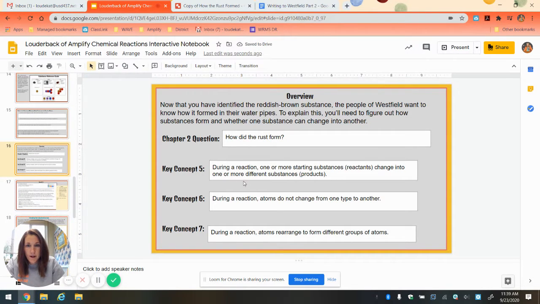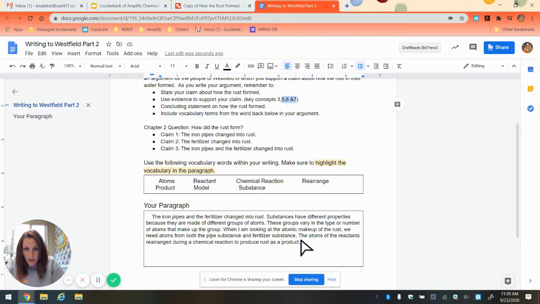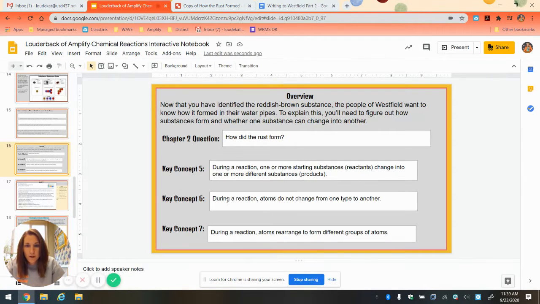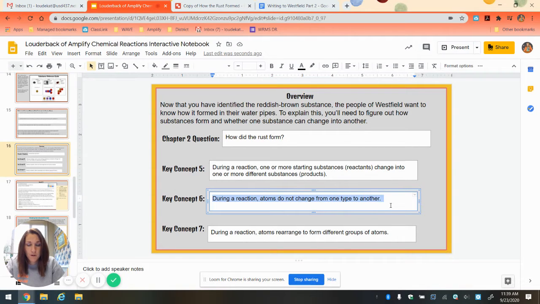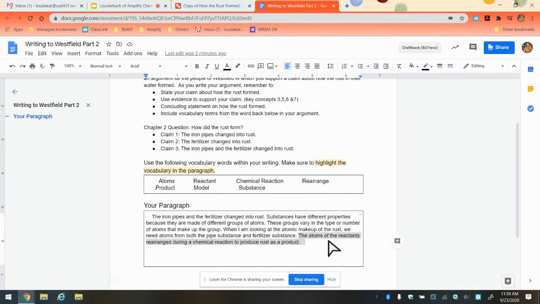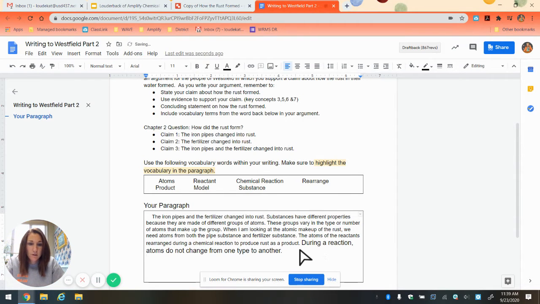And slide 16 here has key concept 5. During a reaction, one or more starting substances, reactants, change into one or more different substances, products. So I can look at my paragraph here, and I included that. That was my statement from the modeling tool. So I don't need to add that in. Okay, and then I'm going to go back to the notebook, and look here, key concept 6. During reactions, atoms do not change from one type to another. I do not have that in my paragraph, so I'm going to copy and paste that into my paragraph. Make sure it's included.